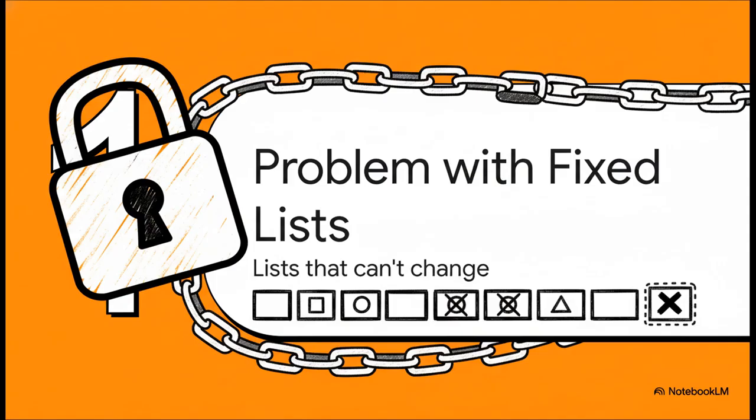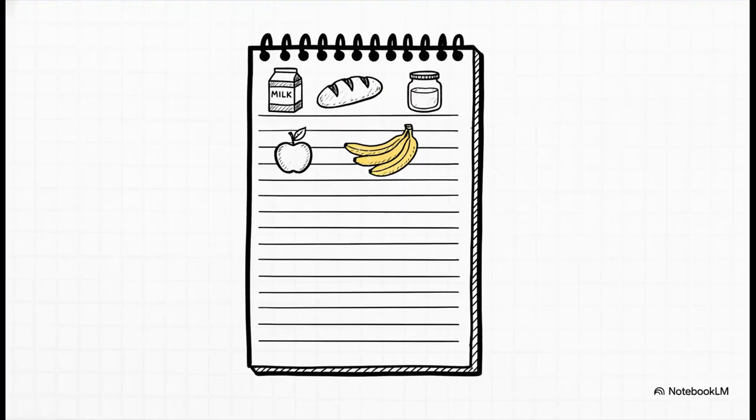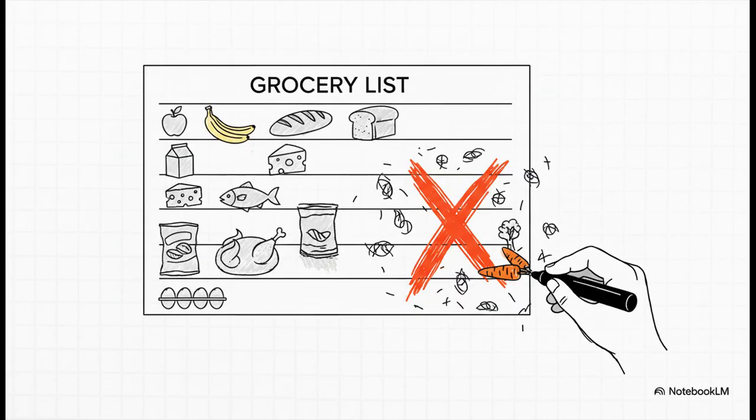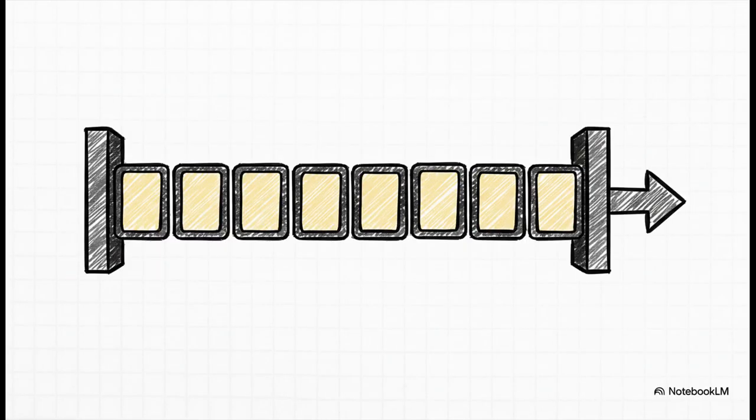And that really gets to the heart of our first topic, the problem with fixed lists. To really get what I mean, imagine you grab a piece of paper for your shopping list. You decide you'll only need 10 items, so you draw exactly 10 lines on the page. Nice and neat. But what happens the moment you fill those 10 lines? And then remember, you need milk. You're stuck. You have to start squeezing things into the margins, or maybe you just give up and grab a whole new sheet of paper. It's just rigid.